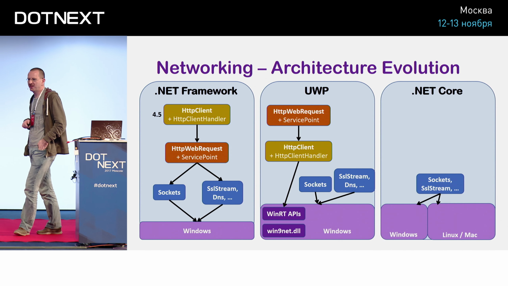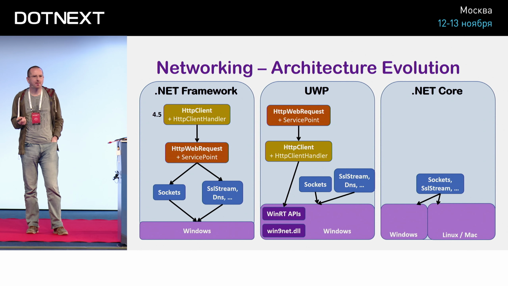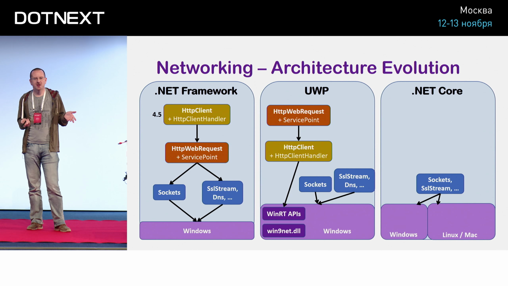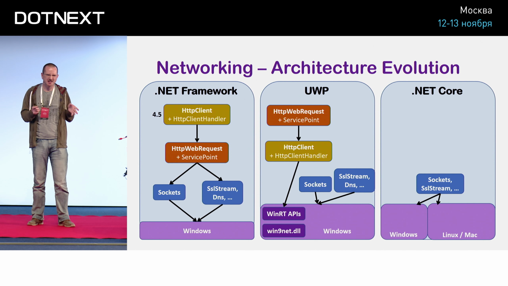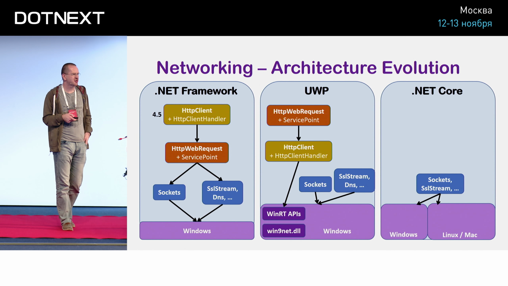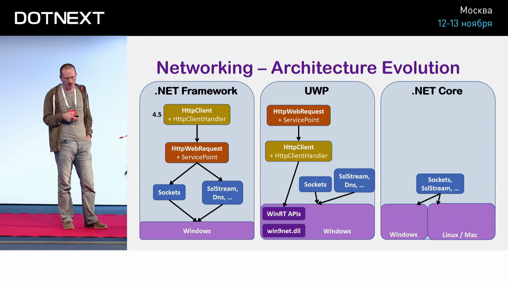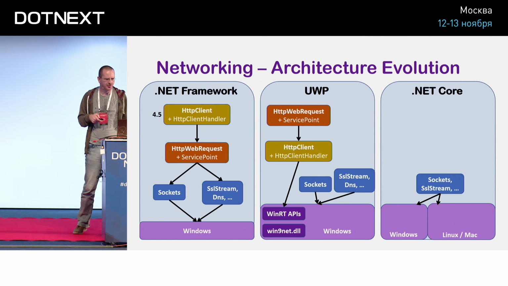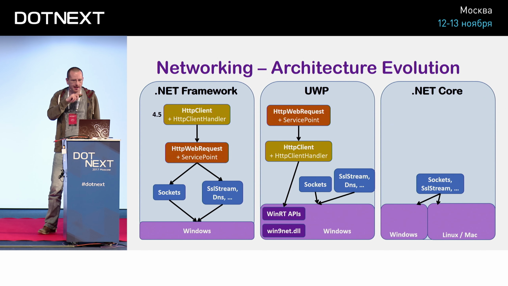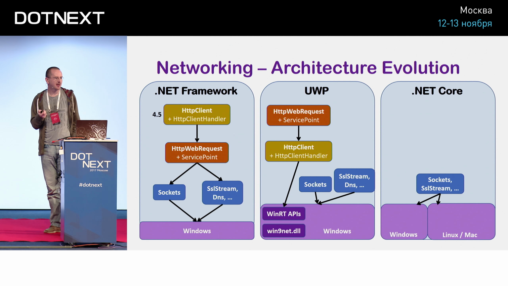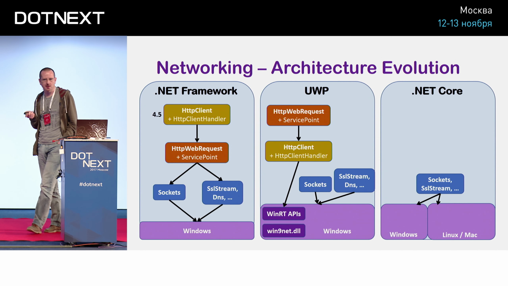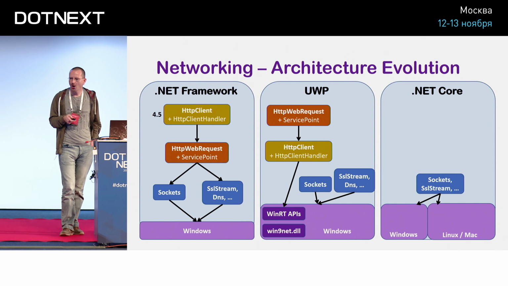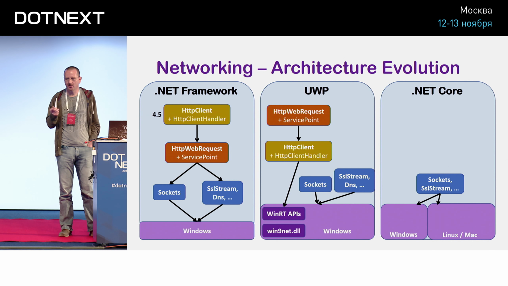How does it look on .NET Core? Now, .NET Core has the complication that it's multi-platform. So it works on Windows, it works on Linux and Mac. Linux and Mac are somewhat similar, that's why I merged them in the same bucket. Actually, it should be OS X, but hopefully you're not offended by that. In .NET Core, we have the same thing, sockets, SSL stream, and similar classes built directly on top of the operating system.